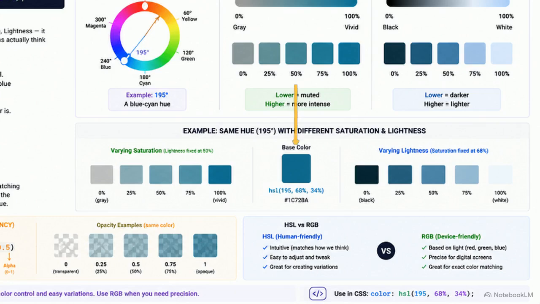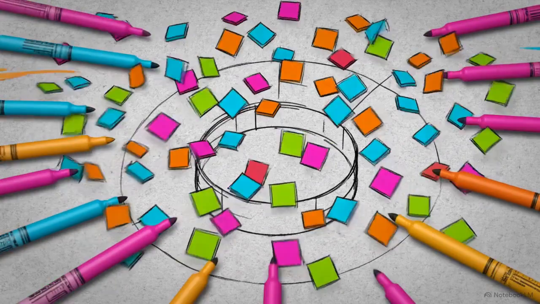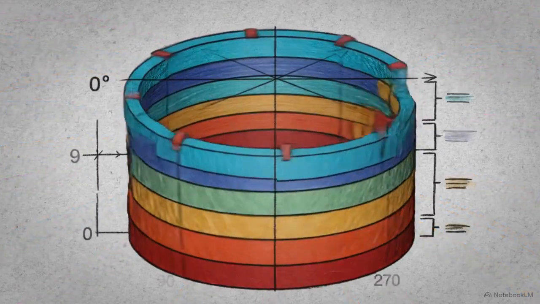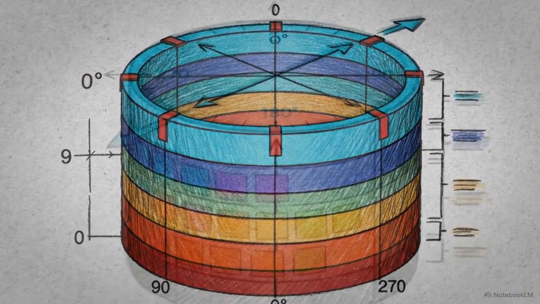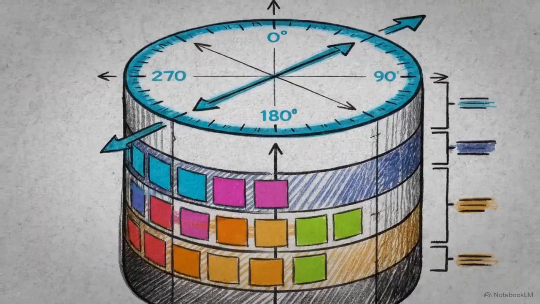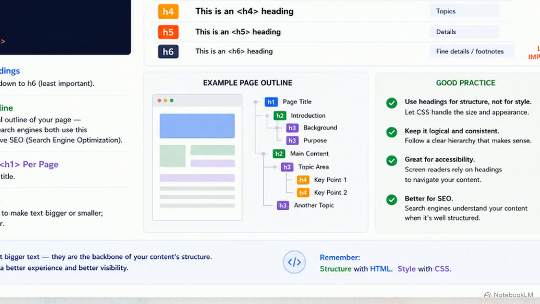By locking the hue at 195 degrees, developers can systematically generate exact UI variations, like hover states or borders, simply by shifting the lightness and saturation percentages. Understanding these overlapping vector spaces is how engineers write scalable color systems instead of guessing at hex codes. We apply that same systematic logic to text nodes.